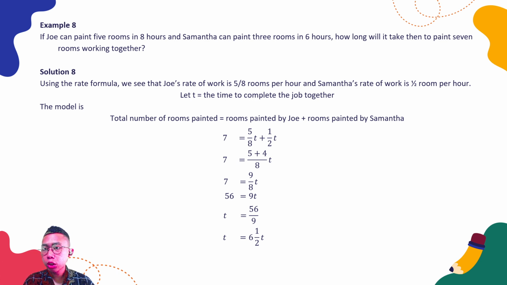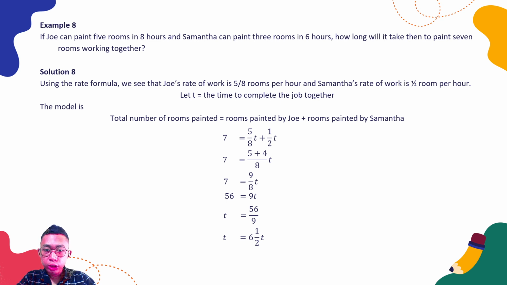Solution 8. Using the rate formula, we see Joe's rate of work is 5/8 room per hour, and Samantha's rate of work is 1/2 room per hour. Let T be the time to complete the job together. The model is: total number of rooms painted is equal to rooms painted by Joe plus rooms painted by Samantha.